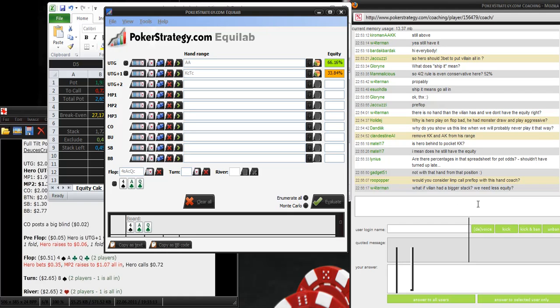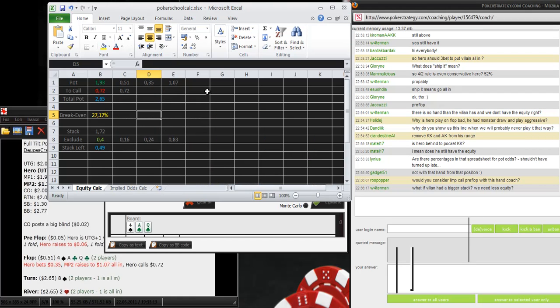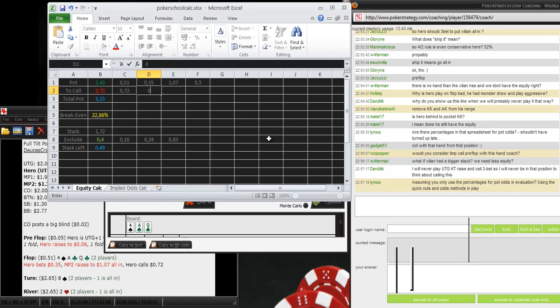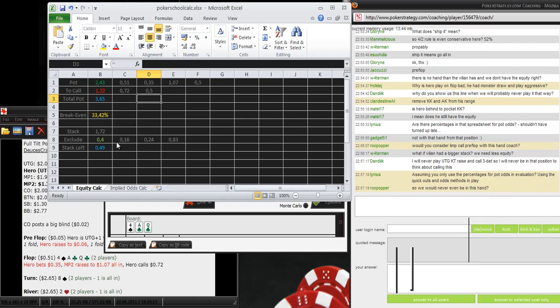What if the villain had a bigger stack? Then we would need much more equity. Let's just take a look. Maybe if the villain had 50 cents more and we had to call 50 cents more, you already see that we need 34% equity.